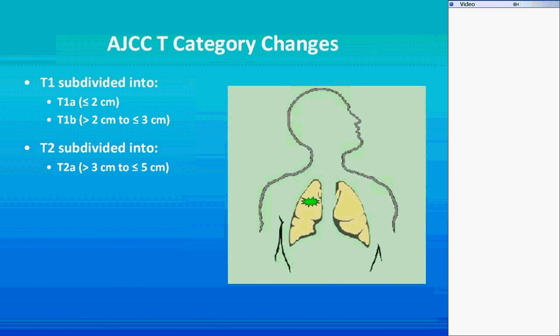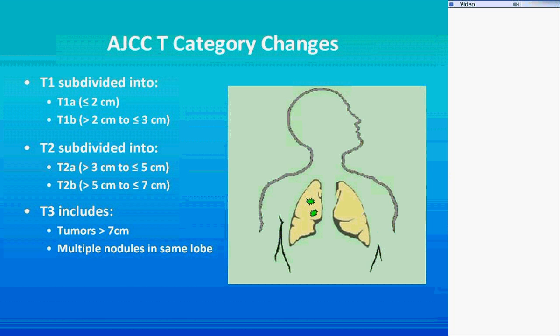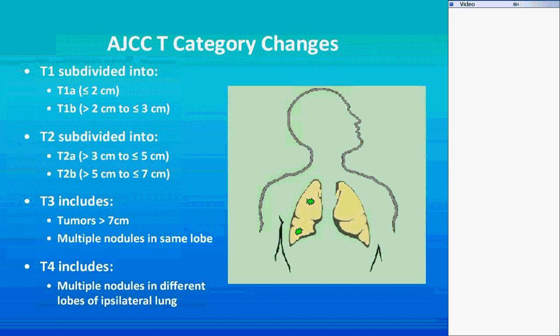T2 has also been subdivided into tumors that are greater than 3 centimeters but 5 centimeters or less in size, and those that are greater than 5 centimeters but 7 or less centimeters in size. Recall that the T2A also encompasses otherwise T1 lesions that show visceral pleural invasion. T3 now includes tumors that are greater than 7 centimeters in size, and the AJCC has downstaged multiple nodules in the same lobe to T3 from T4. In a similar vein, now multiple nodules in different lobes of the same lung are T4 rather than M1.